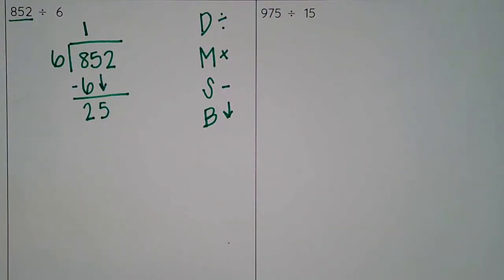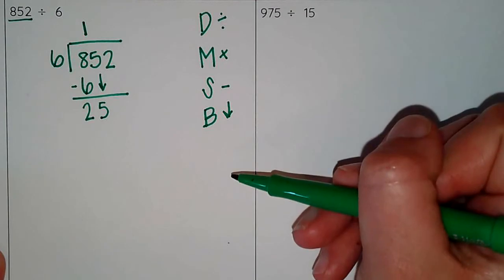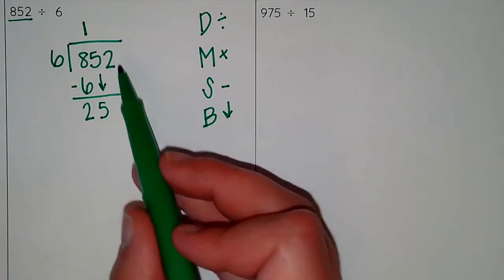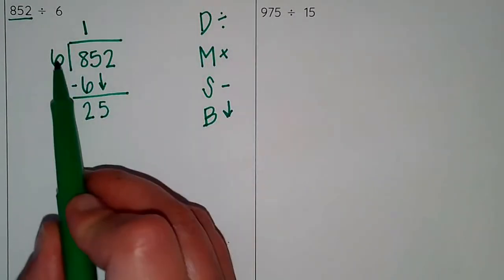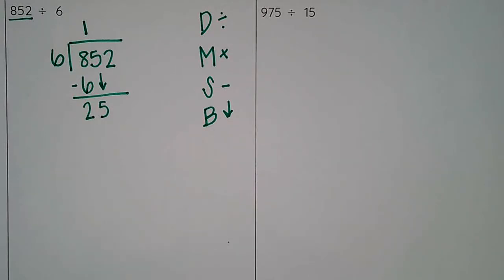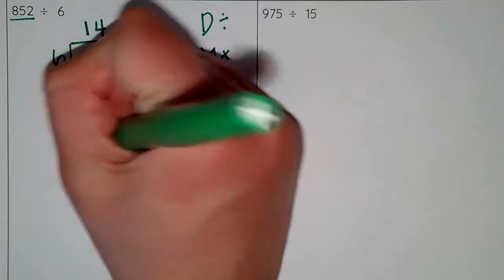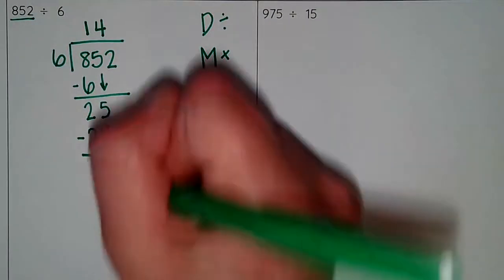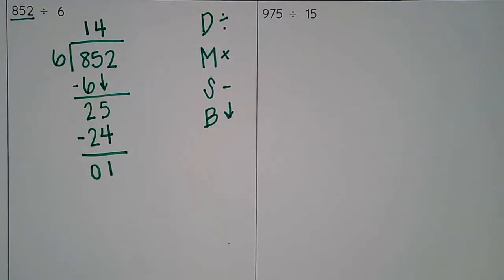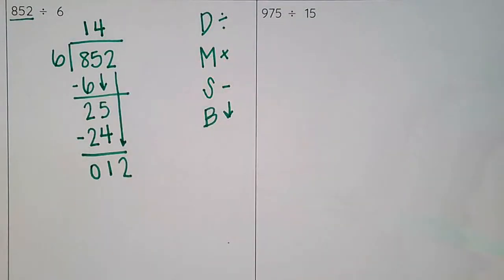Now, all we need to do is go back to the top and continue these steps again until we have no more numbers left or we get a remainder of 0. So let's go. We go back to division. 6 goes into 25 how many times? Well, 6 goes in 4 times. 6 times 4 is 24. So I subtract. 5 minus 4 is 1. 2 minus 2 is 0. I've subtracted. I move to my bringing down, which is 2.